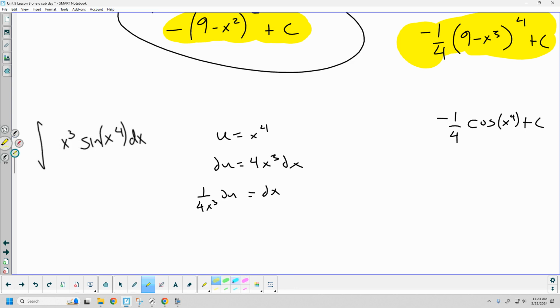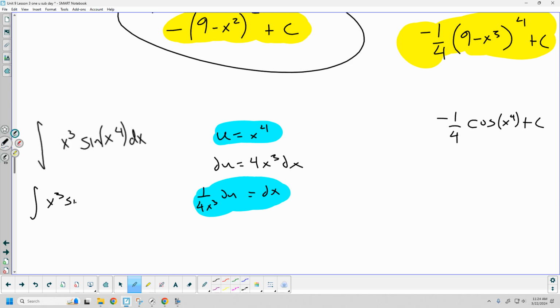Okay, wait. Actually, we gotta move, but yes, here we go. Here is u. Here is u's derivative undone. We say I got the sine of u. I'm replacing it with u. I am undoing u's derivative. The x cubed will go away. I do have a 1/4.